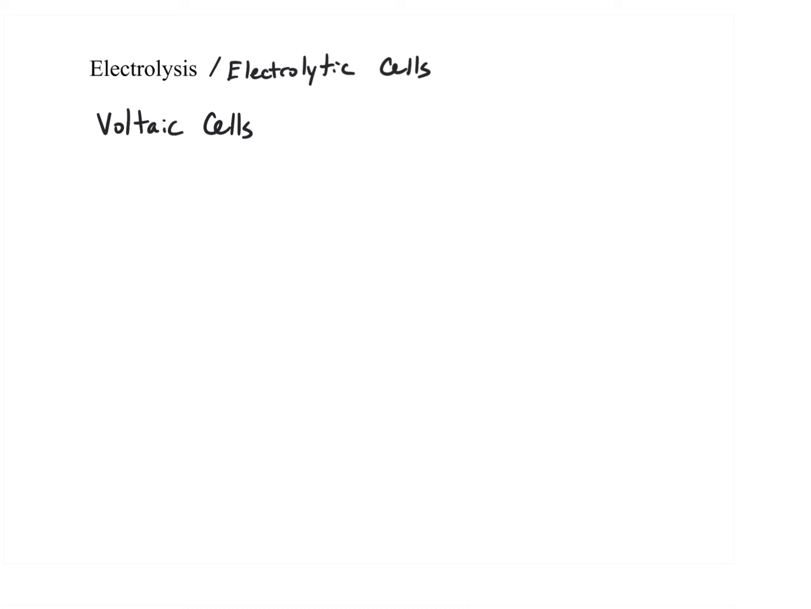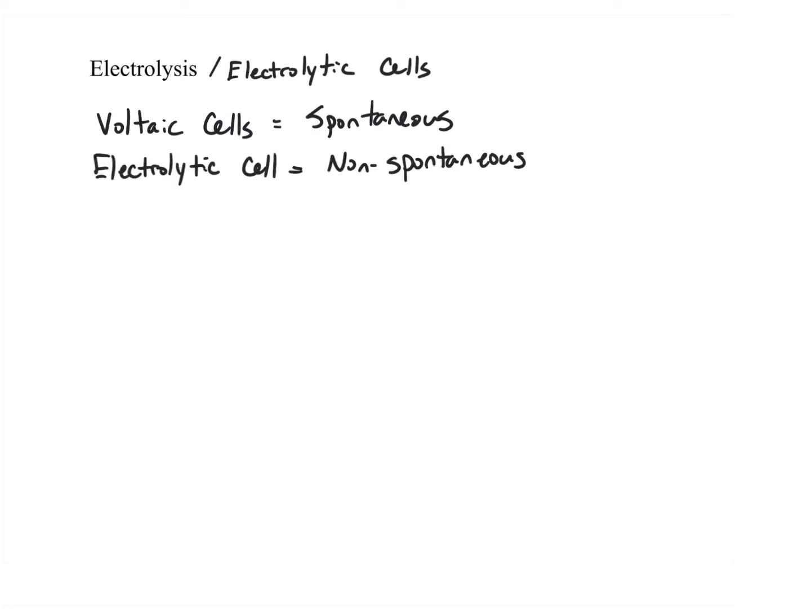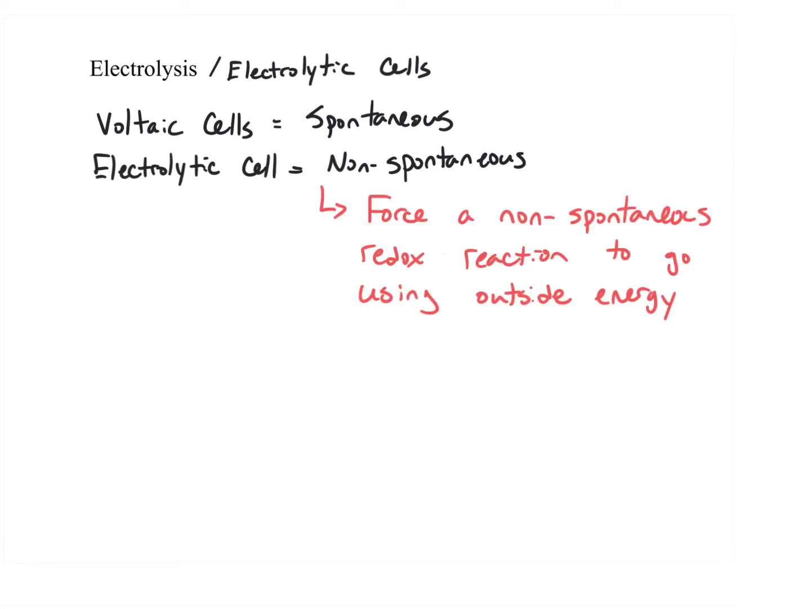Well, voltaic cells by definition always have a positive cell potential, which means they always spontaneously go from reactants to products. But an electrolytic cell is non-spontaneous. It's essentially forcing a non-spontaneous redox reaction to go using an outside power supply. What's interesting to note is that the process of photosynthesis is non-spontaneous, but a plant harnesses the energy from the sun in order to force this non-spontaneous reaction to go in the forward direction. It is essentially an electrolytic cell.